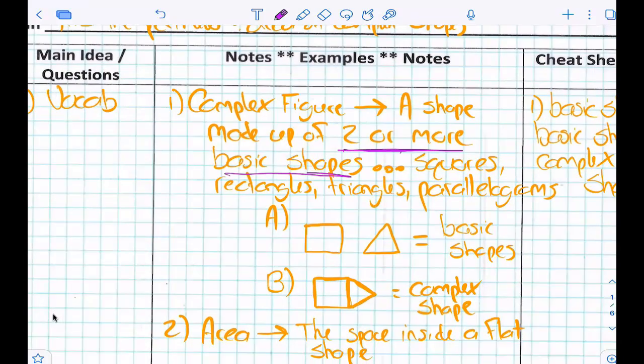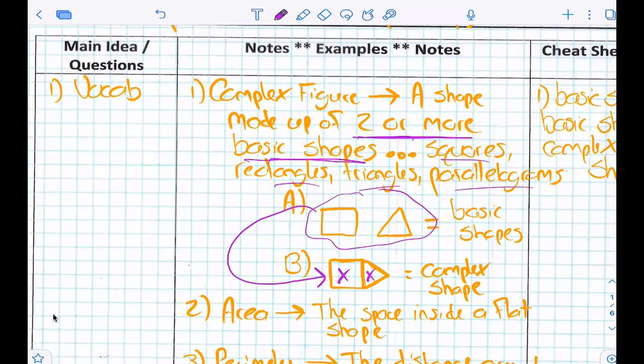two or more basic shapes, right? And what are our basic shapes? Squares, rectangles, triangles, parallelogram. So would this be an example of a couple of basic shapes? Yes. And if we put them together, what would we have? Complex shape. And then our complex shapes could be broken back into basic shapes by showing the basic shapes with an X, right? Yes. Okay.